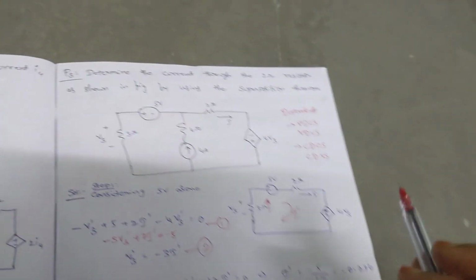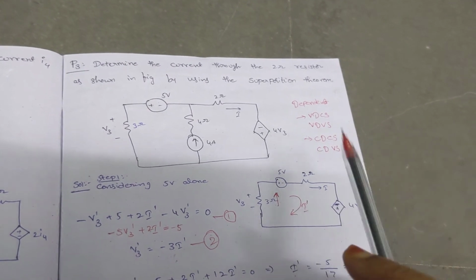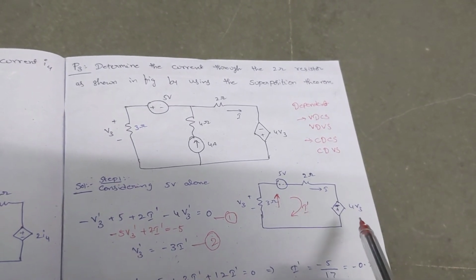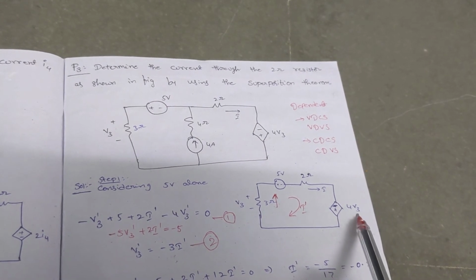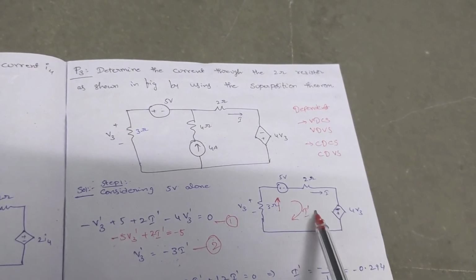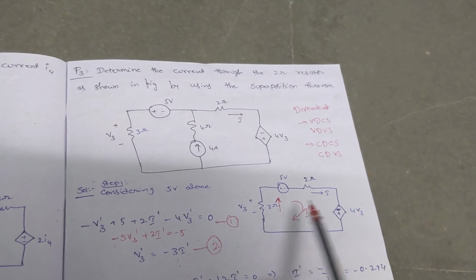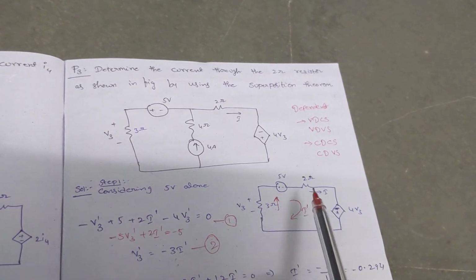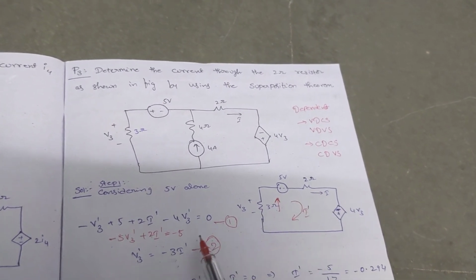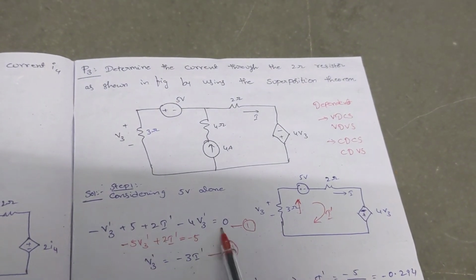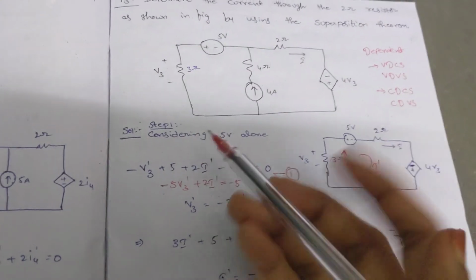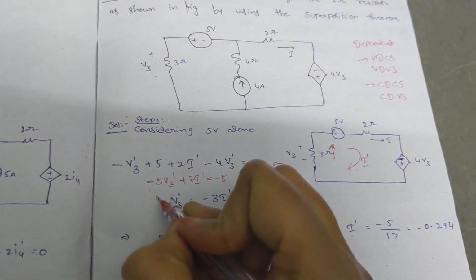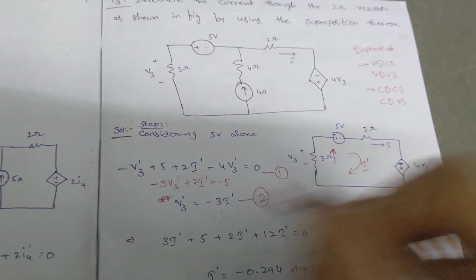The only point is that we have to reduce the dependent variable. Here the dependent variable is V3, which must be expressed in terms of another unknown. Otherwise, we are unable to solve this problem. We are very familiar with solving these equations, but we are a little confused at this point. So this is one of the main steps while solving this problem.